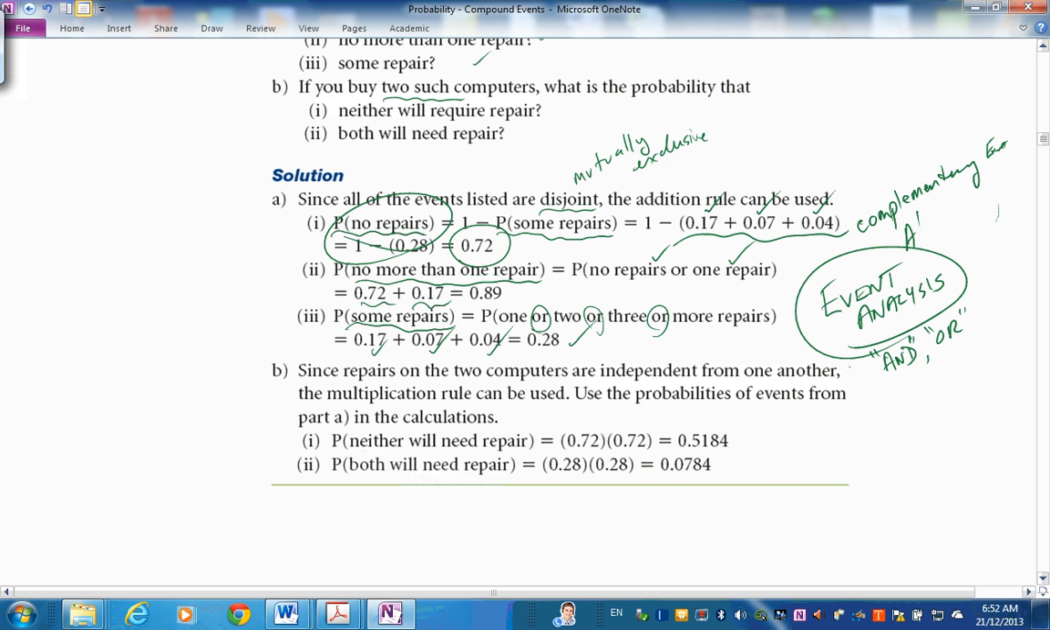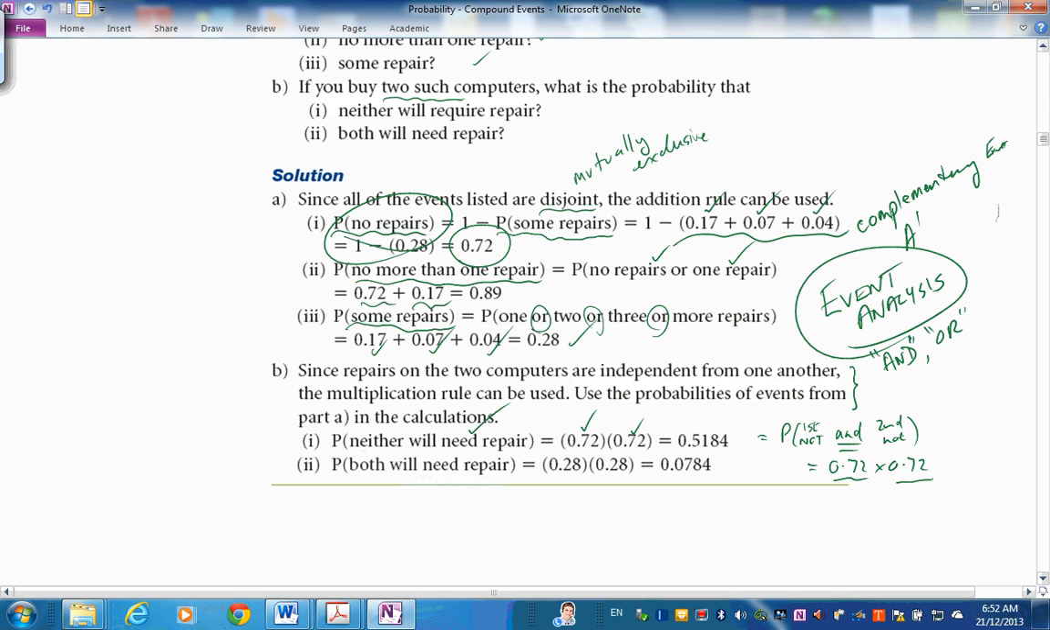used, because now we're combining these two events. Probably that neither will need repair. You bought two computers. That's the first one not repaired and the second one. So our event analysis here would be probability that first not needing repair, and there's the key word, second not needing repair. So it's 0.72 by 0.72.